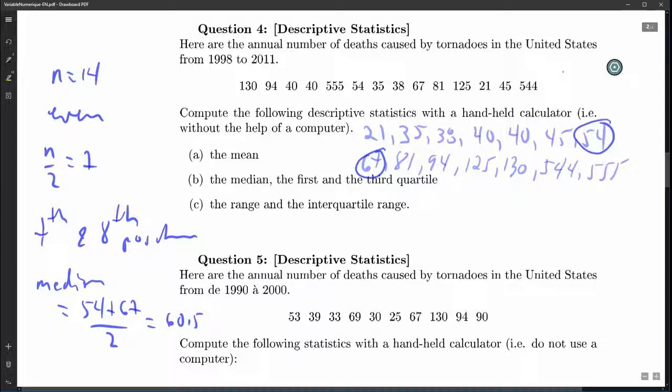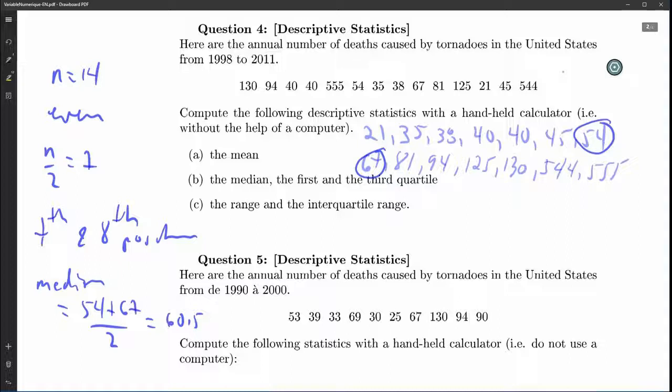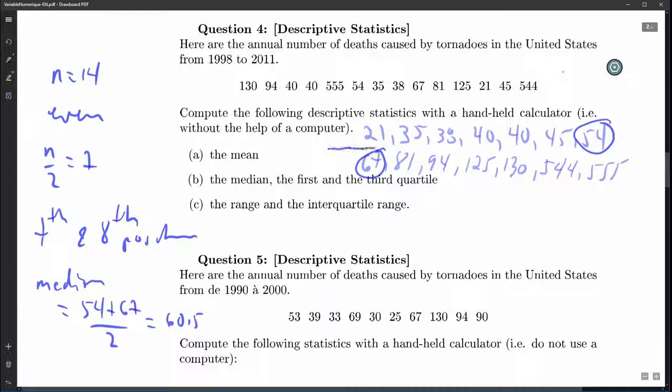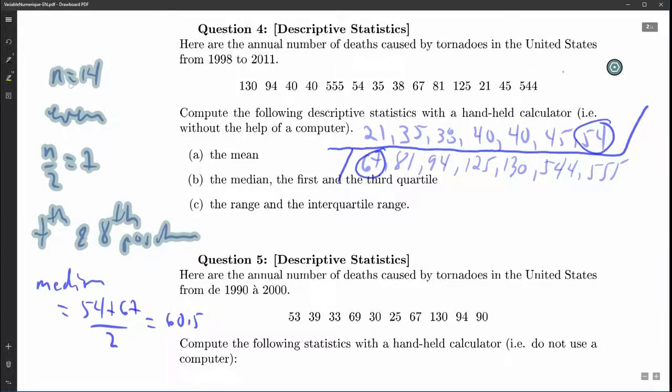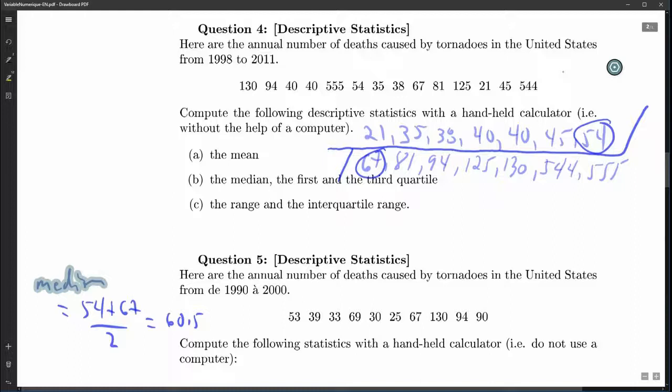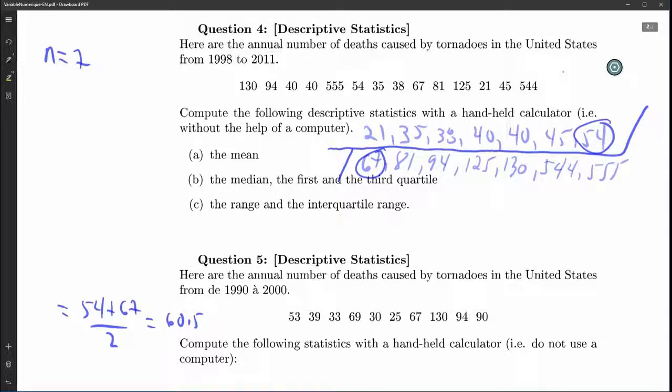Now, how do we determine the quartiles? We're going to do the same thing. However, we're going to first split our set of 14 values into two groups: the lower group and the upper group. We have the group of the 7 smallest values, and then the group of the 7 largest values. For each group, n is equal to 7, so think of it as a set with 7 values, and we're going to find its median, its center.